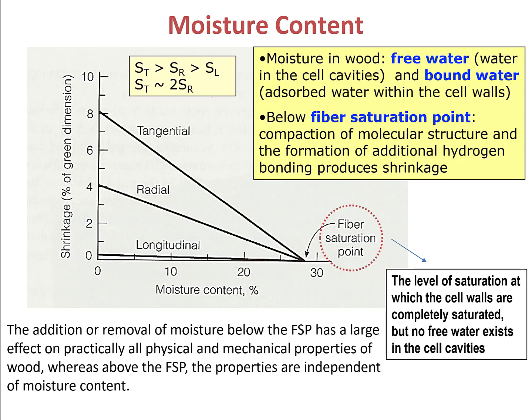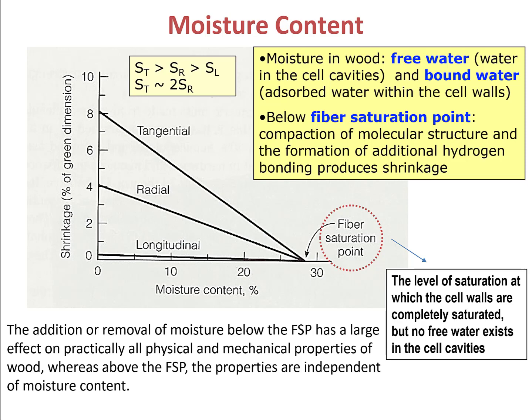When the moisture content of wood is above FSP, the wood is dimensionally stable, so it doesn't shrink or swell with the changes of moisture. And this stable dimension, we call it green dimension. However, when the moisture content is below FSP, moisture fluctuations can lead to significant dimensional changes.